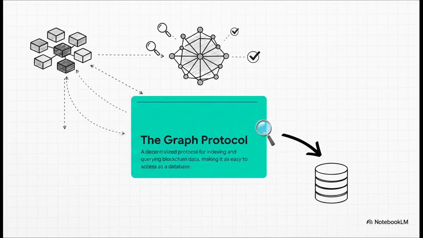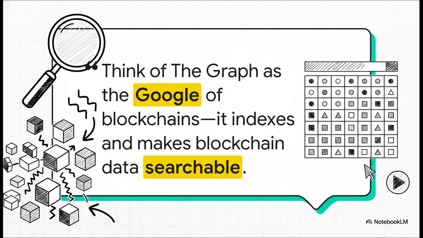It's a game changer. And this is the perfect way to think about it. You know how Google constantly crawls and indexes the entire internet to make it searchable? Well, the graph does the exact same thing for blockchain data. It takes all that chaos and makes it simple and accessible.